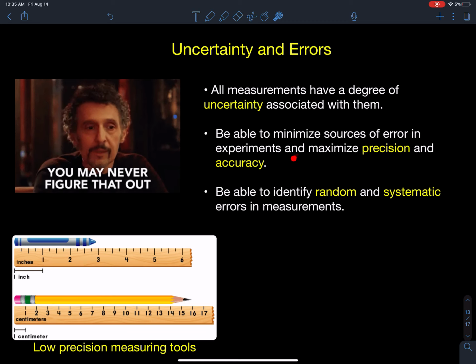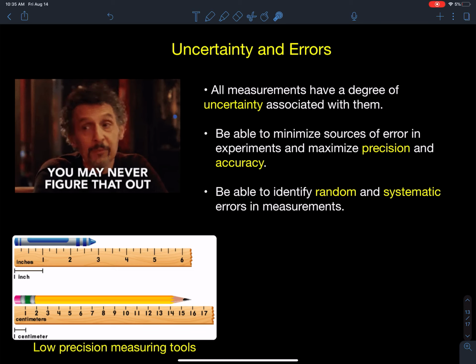Another thing we want to do is maximize the precision and the accuracy of our measurements. They're not the same thing. You'll learn about that a little bit later on. And then we need to be able to identify when we look at the data whether there was random error or systematic error present in the measurements. I know in your reading you've touched on this. This is just a bit of a review.